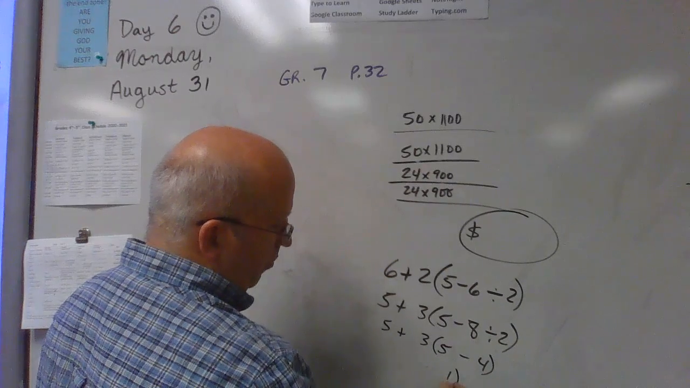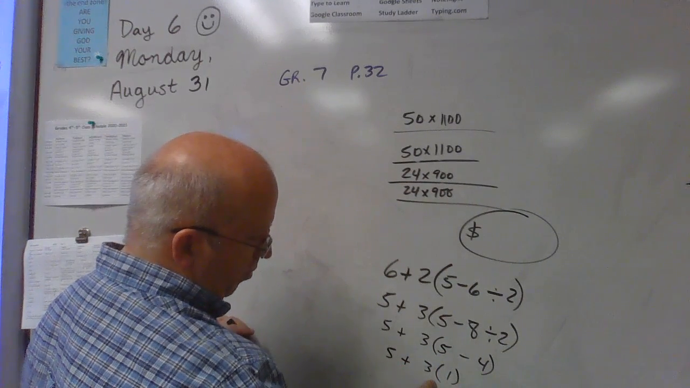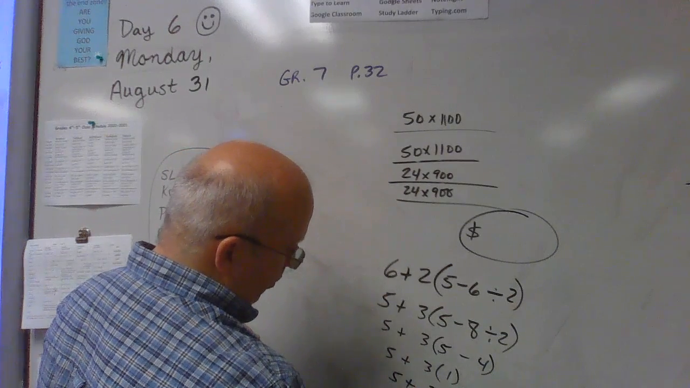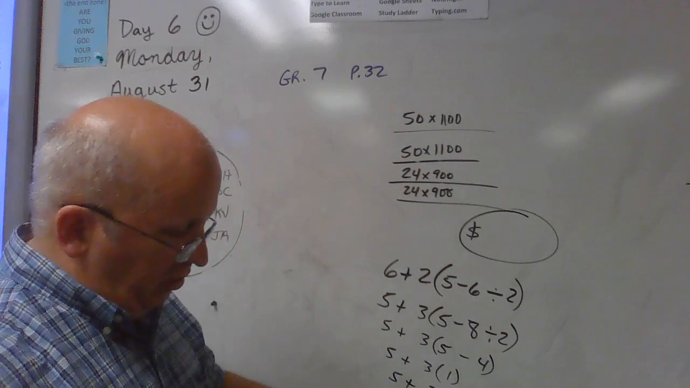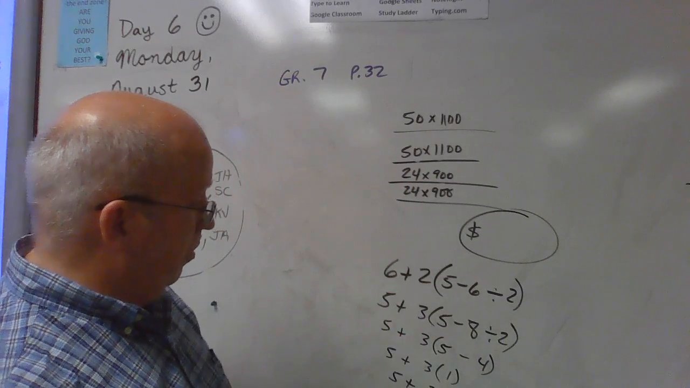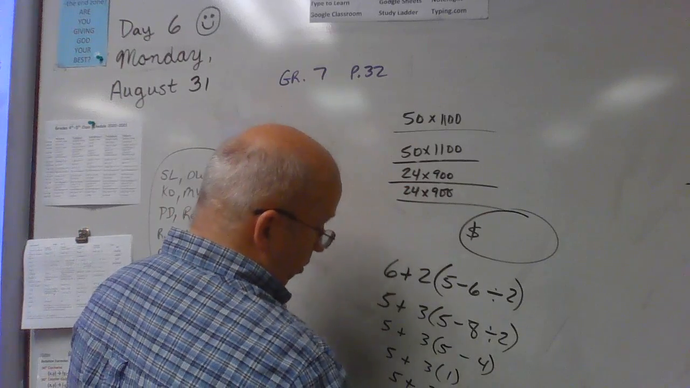Then I do the 5 minus 4. Then I have to think about, do I do the adding or the multiplying next? Got to do the multiplying. So the final answer in this case is 8. Now your answer is going to be different because my problem is just similar to your problem. But remember to do the stuff in parentheses first because of the order of operations.